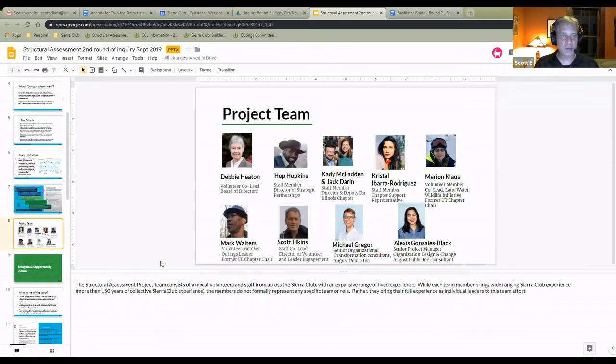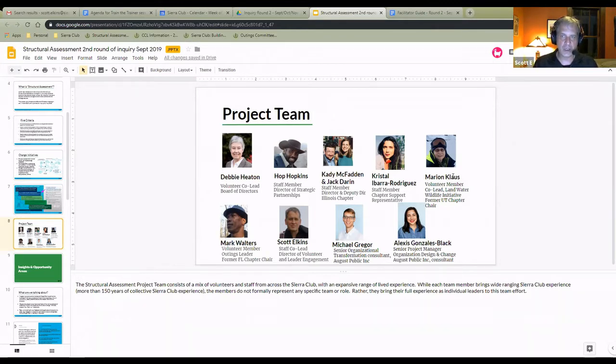Final slide here before we go into the actual exercise is the project team members, so you can see who they are. You see Debbie and myself and Mark amongst us. I'll just note for reference, all 3 of us have actually been chapter chairs at one point or another. Mark, I think most recently, and Debbie and I at some point in the past.